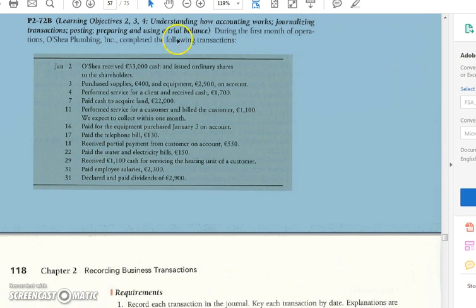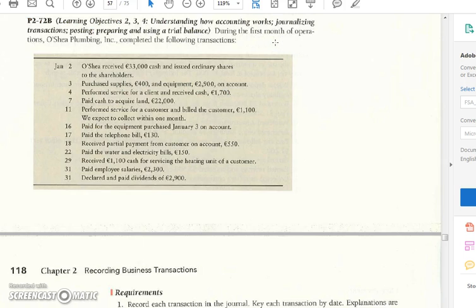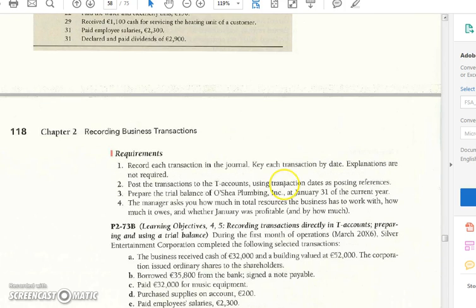Again, if you do this, you'll be very well prepared for the test. It takes us through from early. So here we are, another company, O'Shea Plumbing, which is starting its first month in operations. They have some money invested, then they issued share capital. So it's the same thing, and then at the end they declared and paid out dividends. Again, record each transaction into a general journal. Make sure you have the date, and don't put any explanations.